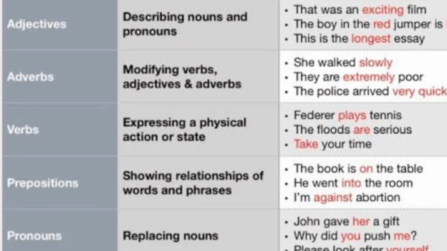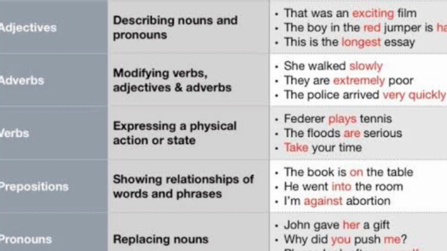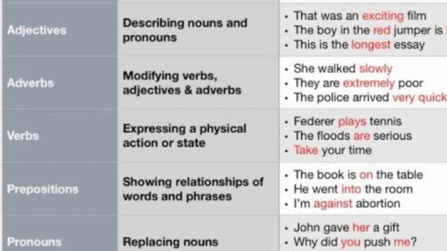Next, we will see adjectives. Adjectives are describing words. Anything which describes a noun. Look at the sentences. That was an exciting film. Film is a noun and it is telling us what type of film it is. The boy in the red jumper. So it is describing the noun jumper, red color. So red is an adjective.